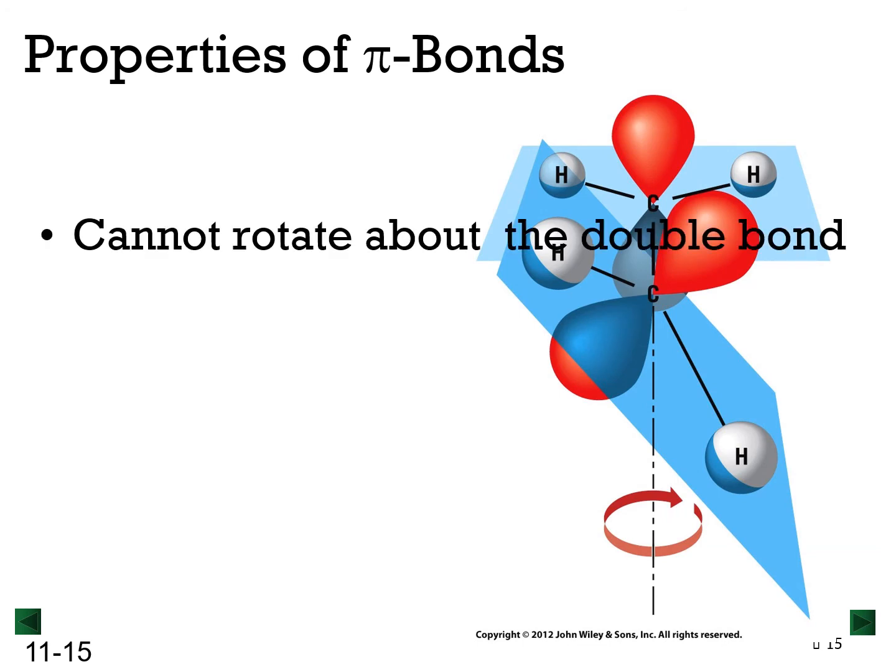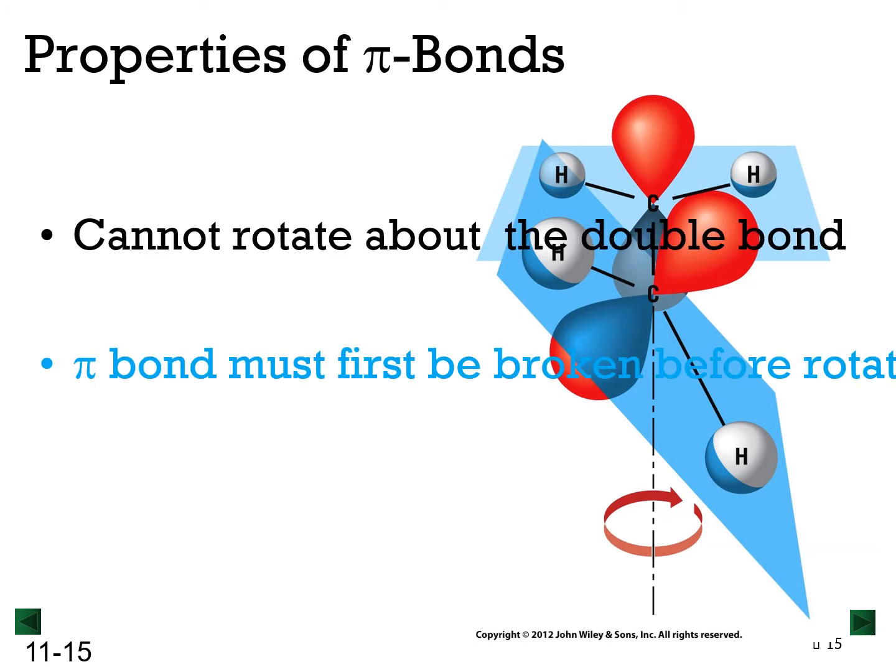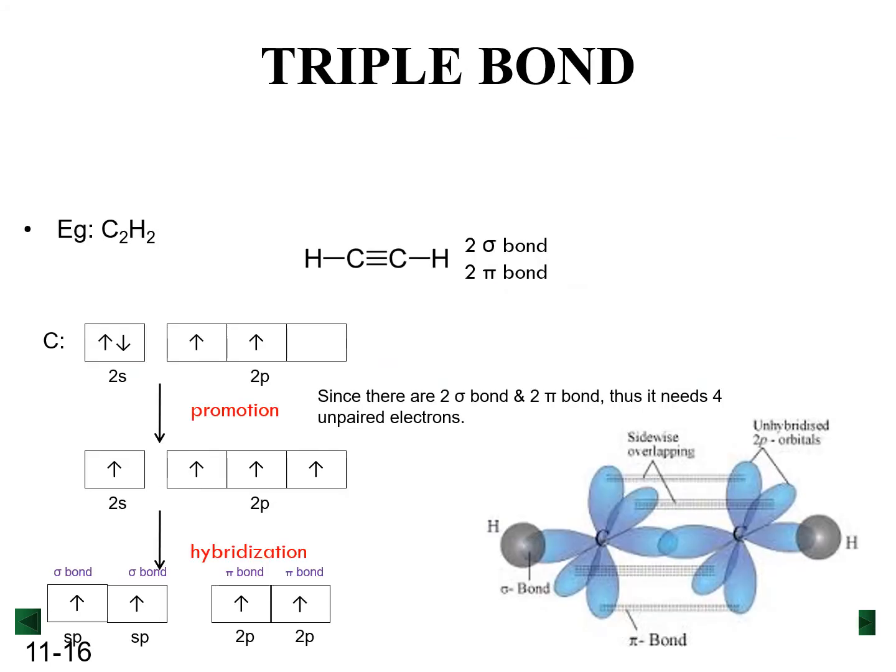Here are some properties of pi bond. It cannot rotate about the double bond, and in order for it to rotate, the pi bond must be broken before rotation. Okay, here is the example of triple bond formation in acetylene.